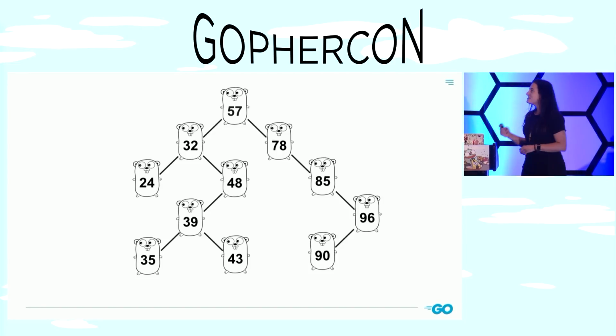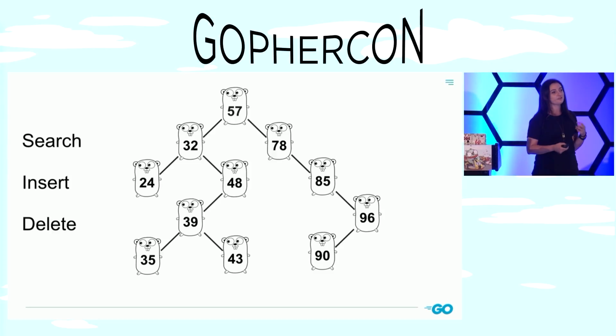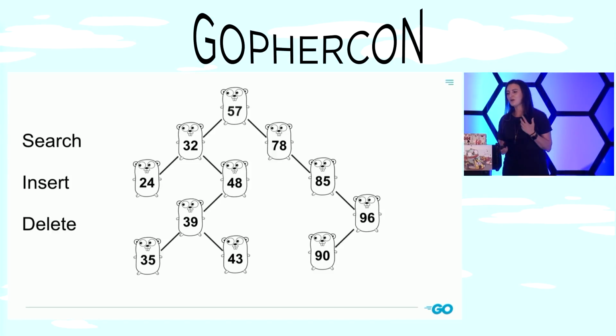All right, so we are going to go back to the picture of the actual tree. There are 3 major functions that you do with a binary search tree. You search, you insert, and you delete. And binary search trees are really fast at all of these things. This is why they are so popular.